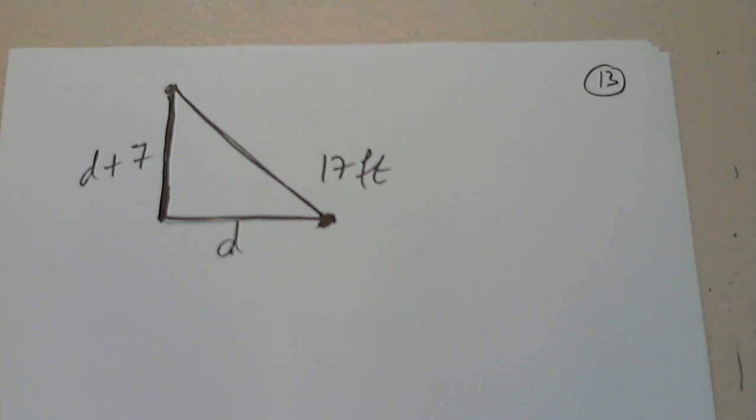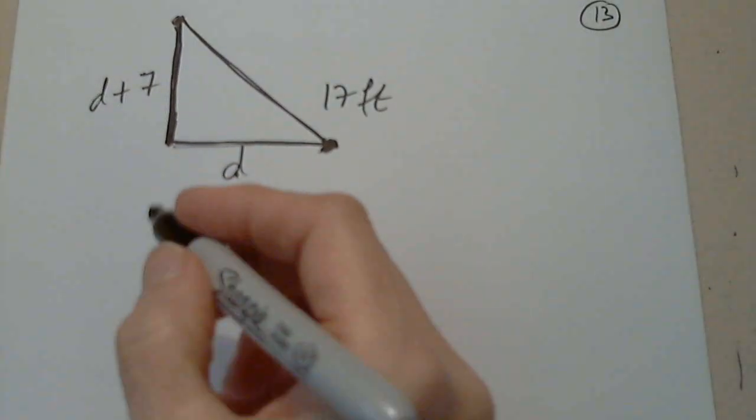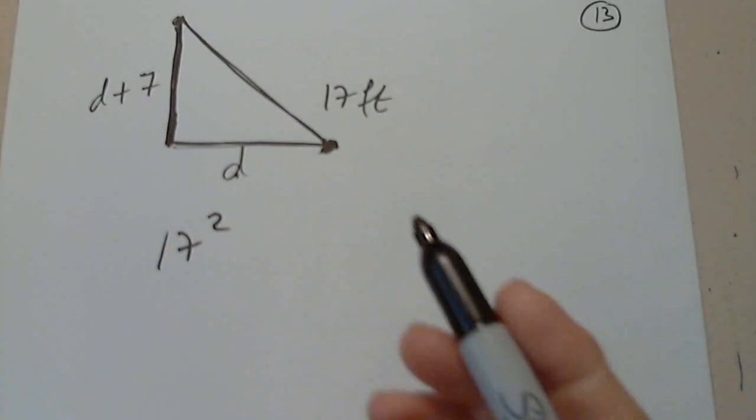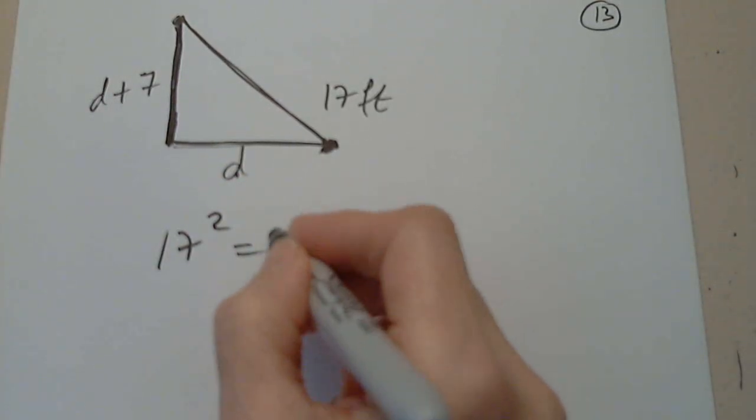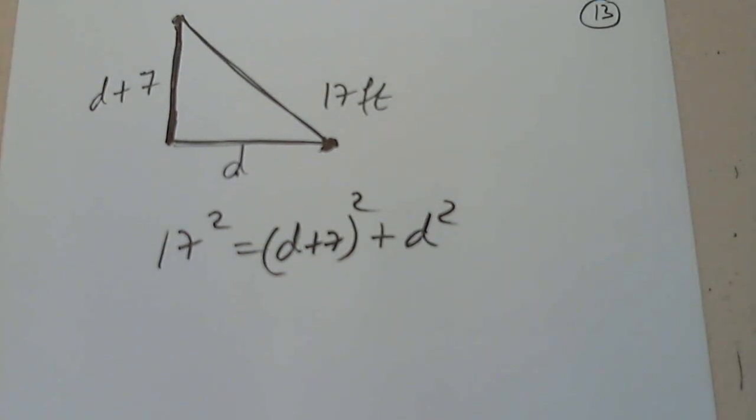Okay, so a wire is stretched from the ground to the top of an antenna tower. Fine. The wire is 17 feet long. Fine. The height of the tower is 7 feet greater than the distance d from the tower's base to the end of the wire. Good. So now they're asking us to find d. But we know the Pythagorean theorem. The longest side, which is the hypotenuse squared, is the sum of the squares of the two legs.